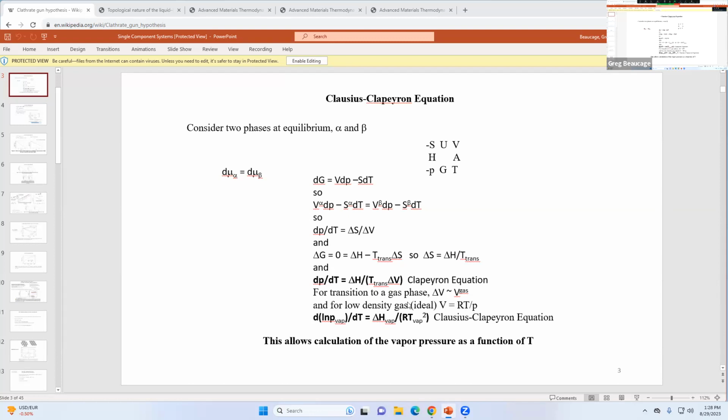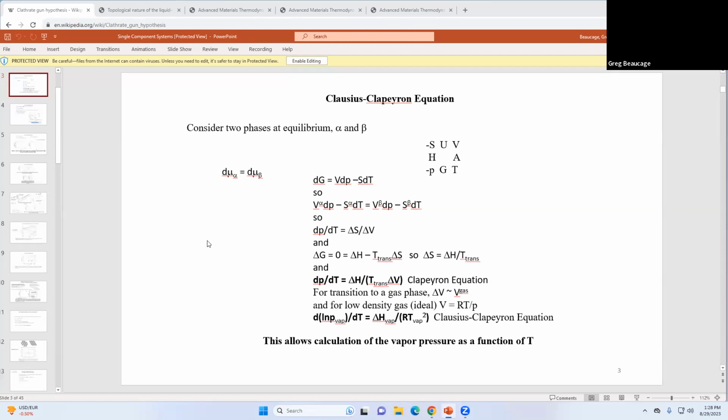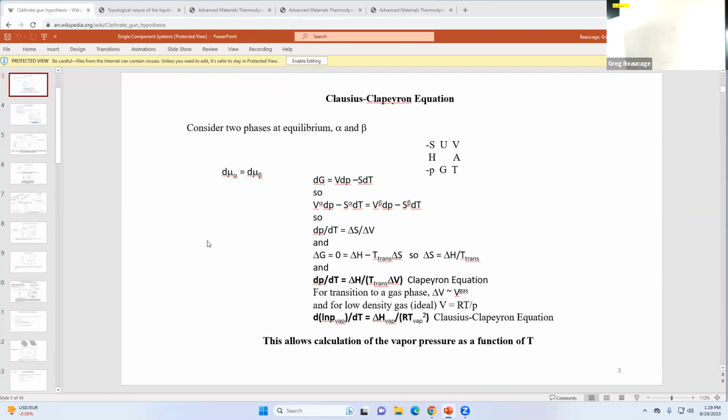So then how do you go to a non-ideal gas? If you want to get away from the ideal gas law, how do you do that? Right. So the most common way to do that is to use a van der Waals, right?